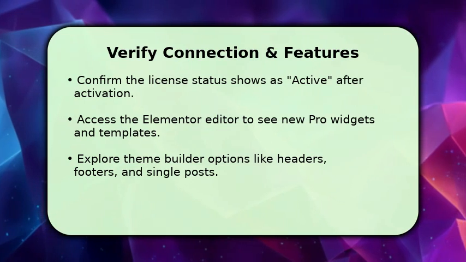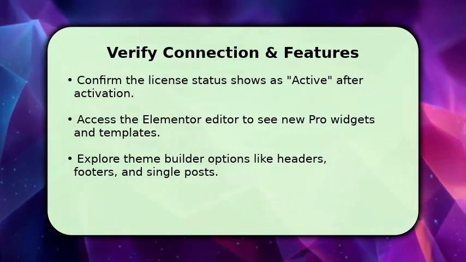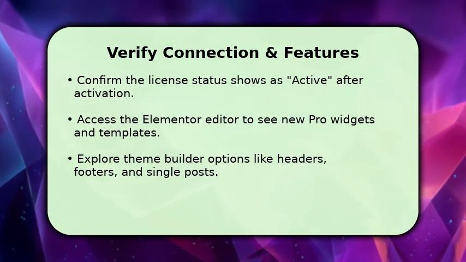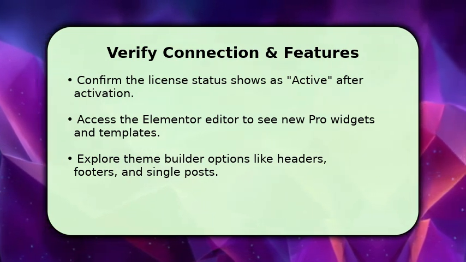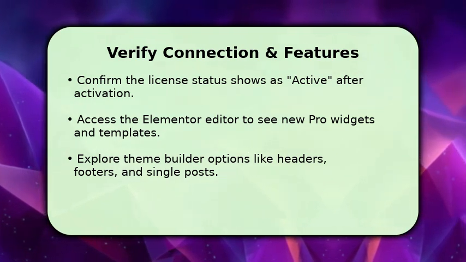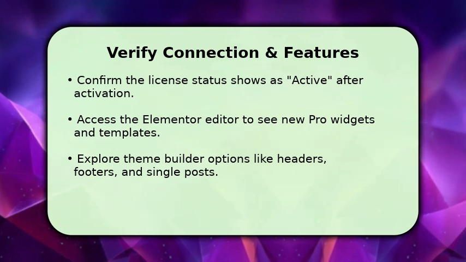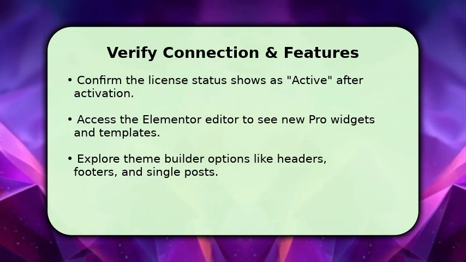After clicking Activate, verify that your license status now displays as active. This confirms a successful connection. You can then open any page or post with Elementor to observe the expanded set of Pro widgets and templates available in the editor. Additionally, explore the powerful theme builder, allowing you to design custom headers, footers, and single post layouts, giving you complete control over your site's appearance.